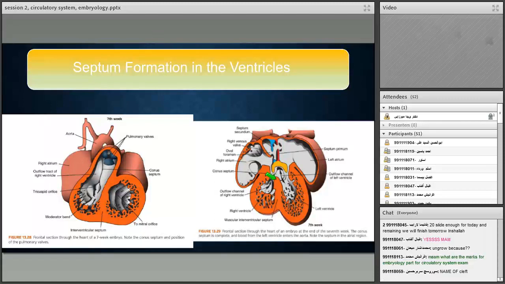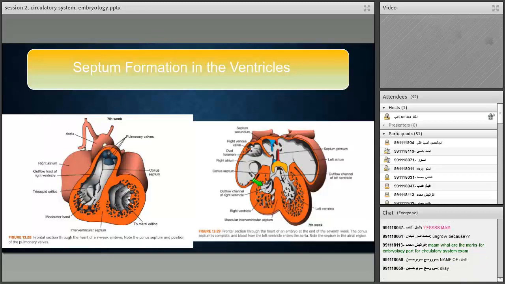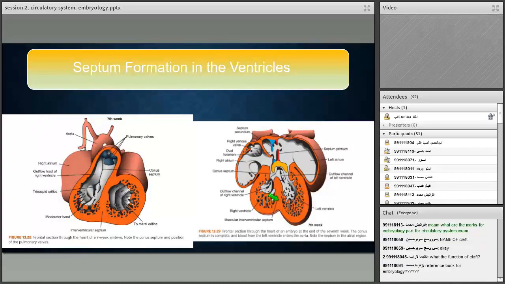Okay, but it doesn't have a name. It's just a small cleft between these two walls of each ventricle. Okay, so this is the muscular part of the interventricular septum.